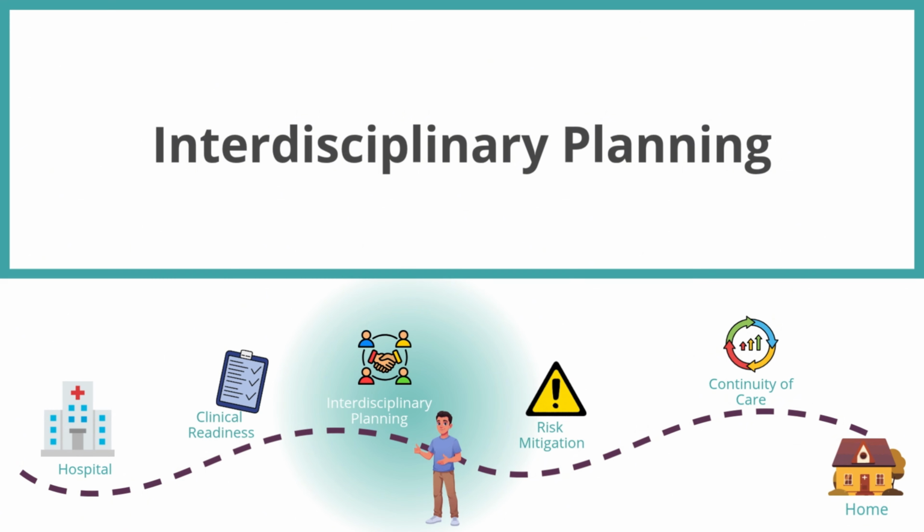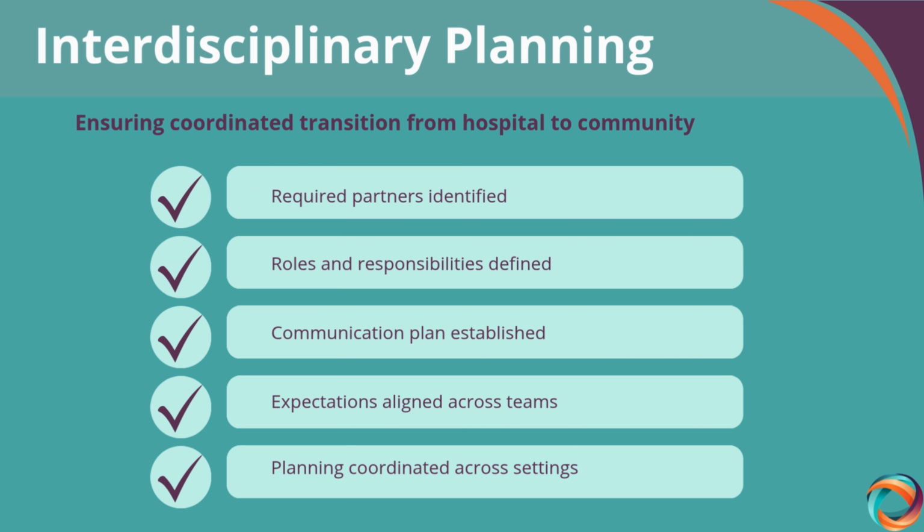Once readiness is established, the next step is interdisciplinary training. Transitions are not managed by one provider. They require coordinated input across systems and teams. Effective interdisciplinary planning involves identifying who needs to be involved, clarifying roles and responsibilities, establishing clear communication pathways, and aligning expectations across teams. Without this, planning often happens in silos, which increases the risk of breakdown.